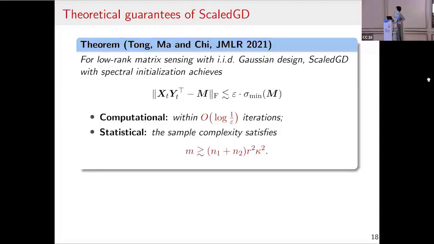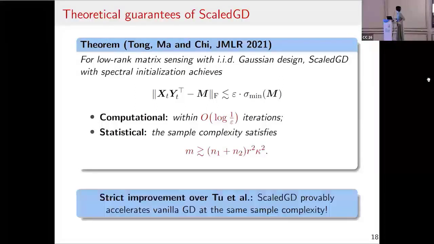With these ingredients in place, we can have a convergence guarantee for our ScaledGD algorithm for the same low-rank matrix sensing problem, showing that this algorithm provably converges in a number of iterations on the order of log 1 over epsilon. So it provably eliminates the condition number in the convergence rate at essentially the same sample requirement as the previous GD algorithm. So this is a strict improvement over the prior results for vanilla gradient descent, because it allows us to save computation without hurting the statistical performance.